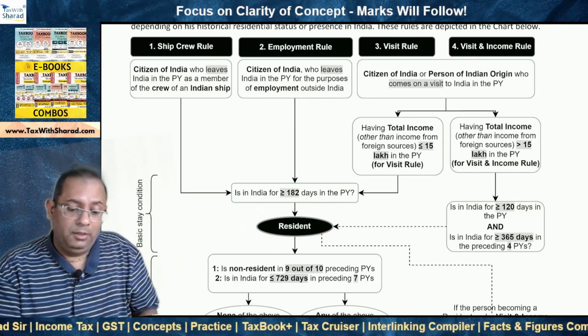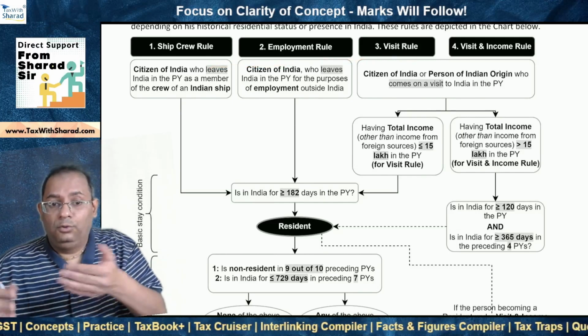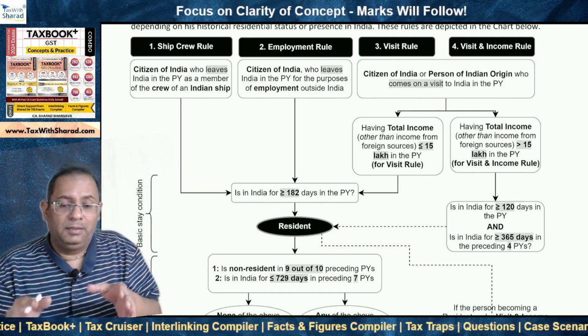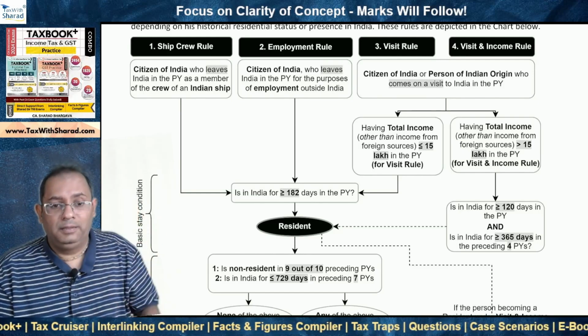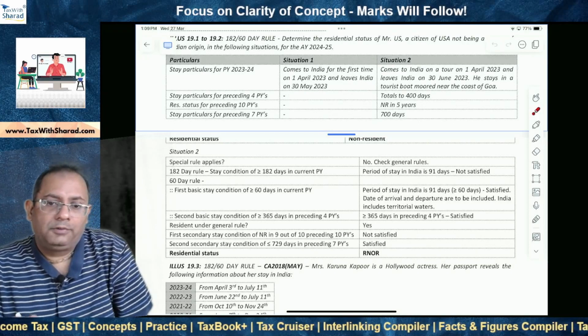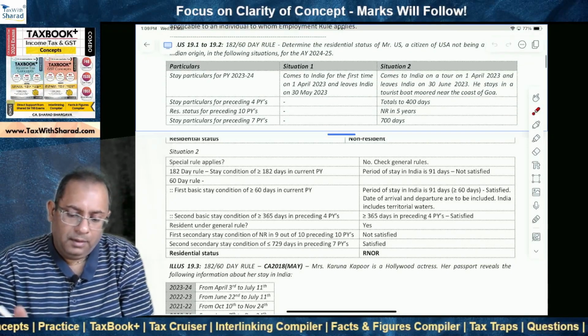So now you will be able to understand the logic of these special rules. These special rules override the general rule and they raise the threshold for the person to become a resident. So this is the kind of relief that the government has given to such persons. We will now look at certain illustrations and this will help you to grasp the concept better.